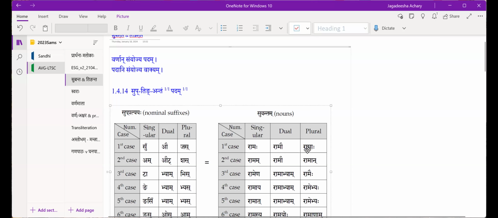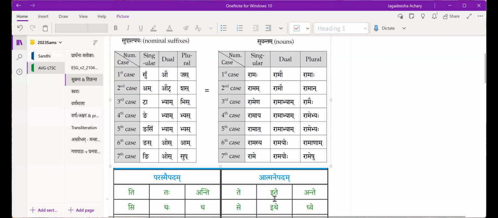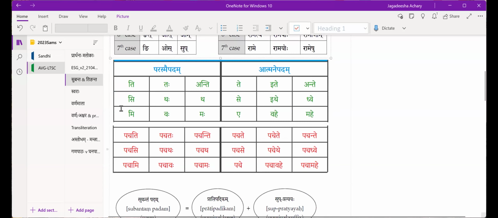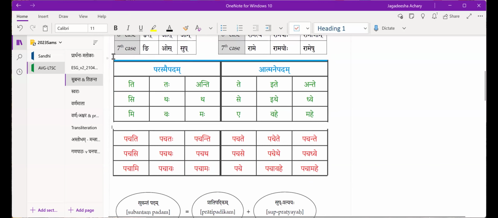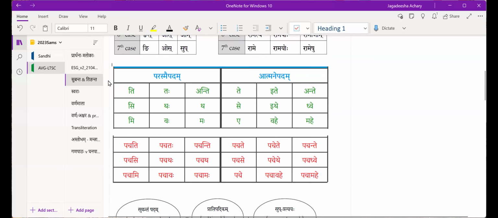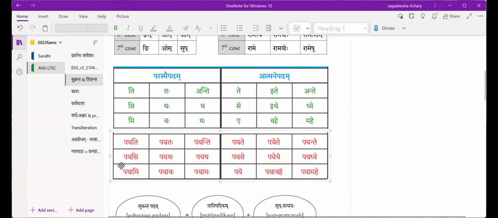So we talked about subantam. The nominal suffixes, supratyayas, combined with a pratipadika give you a subantam, or a noun word. In the same way, let's look at tiṅantam now, the verb words. Just like the sup pratyayas su, au, jas.